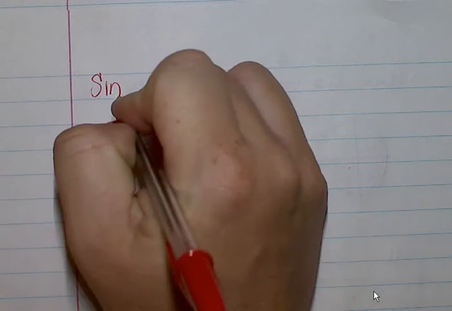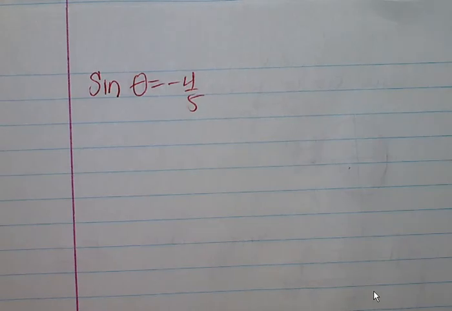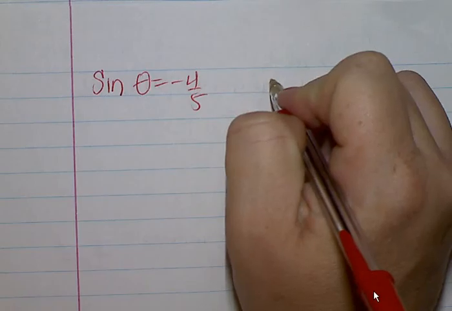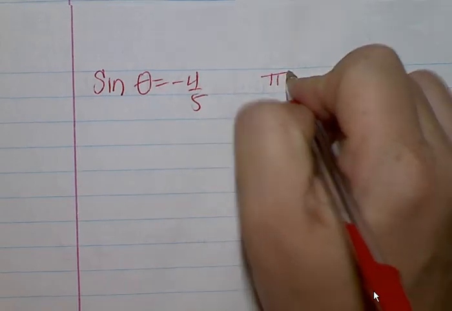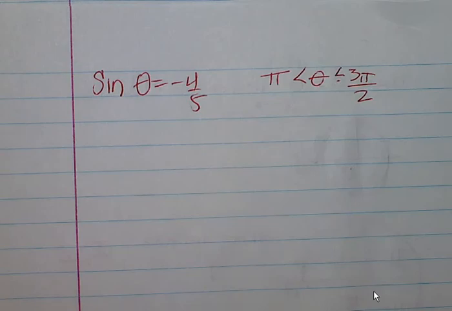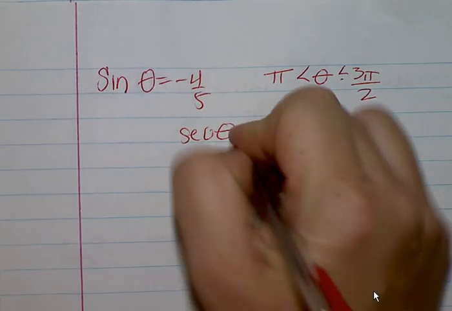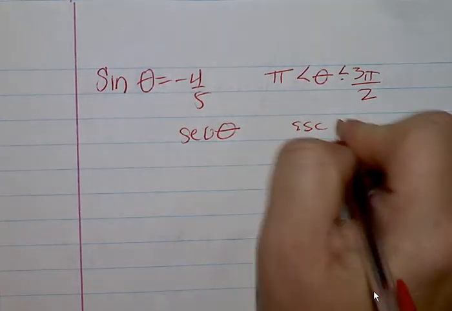Okay, here's your next problem. Okay, so you're told that the sine is negative 4/5, and that the angle lies between pi and 3 pi over 2. I want to know what is the secant and what is the cosecant.